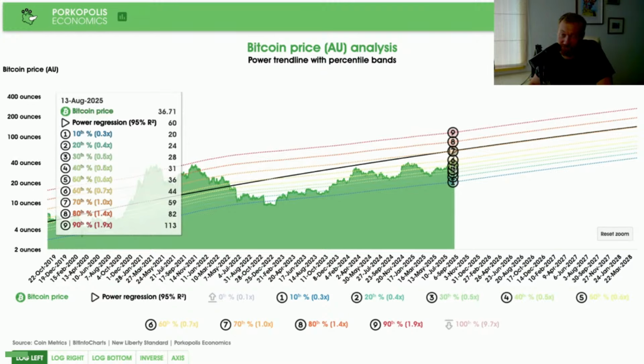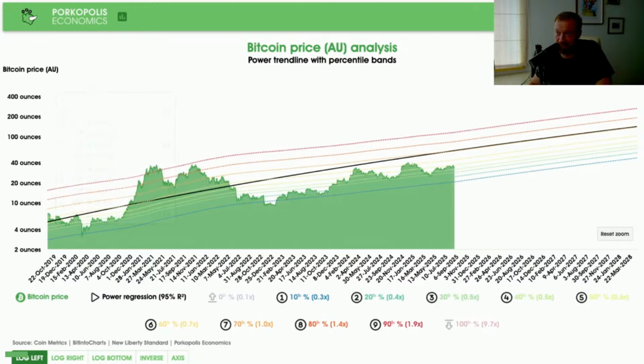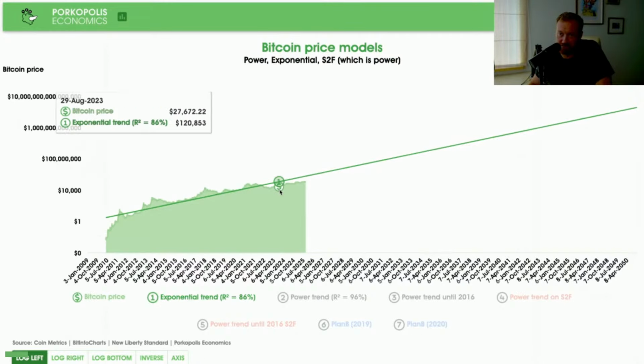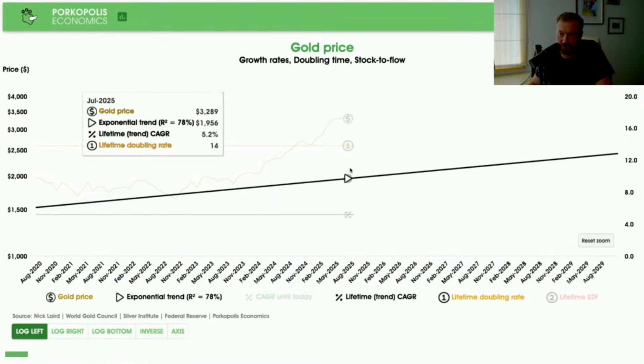It's only going to cost you 36 ounces of gold per Bitcoin, as opposed to what the trend says it should be, 60 ounces of Bitcoin. So think about that. But back to this chart. Where's the chart? There we go.